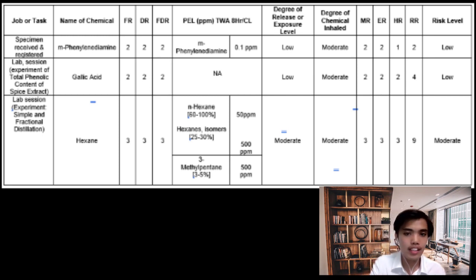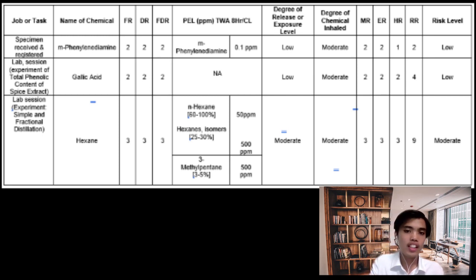For the second job task is lab session, experiment of total phenolic content of spice extract. The name of chemical is gallic acid, with the FR, DR, and FDR at level 3, with the PEL not available. The degree of release or exposure level is high. Degree of chemical inhale is high too. The MR and ER is in level 2, but the HR is 3, and the last one RR is in level 6. So the risk level is low.